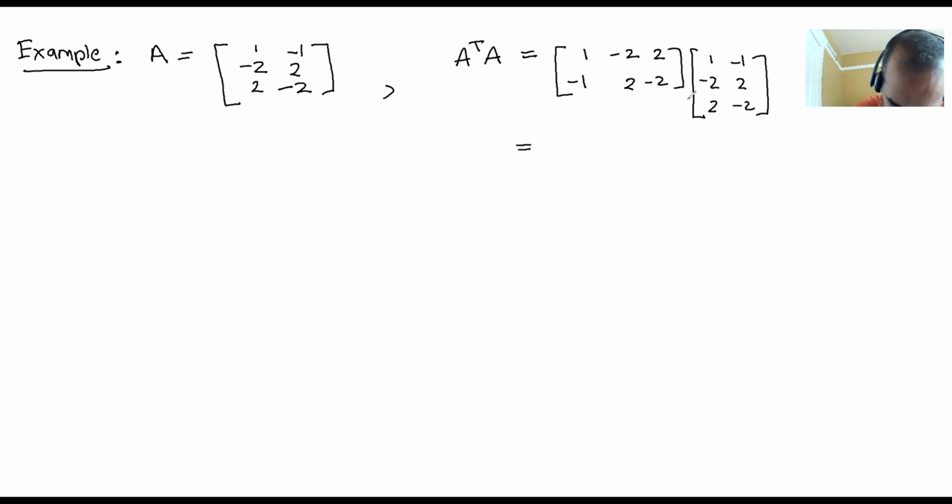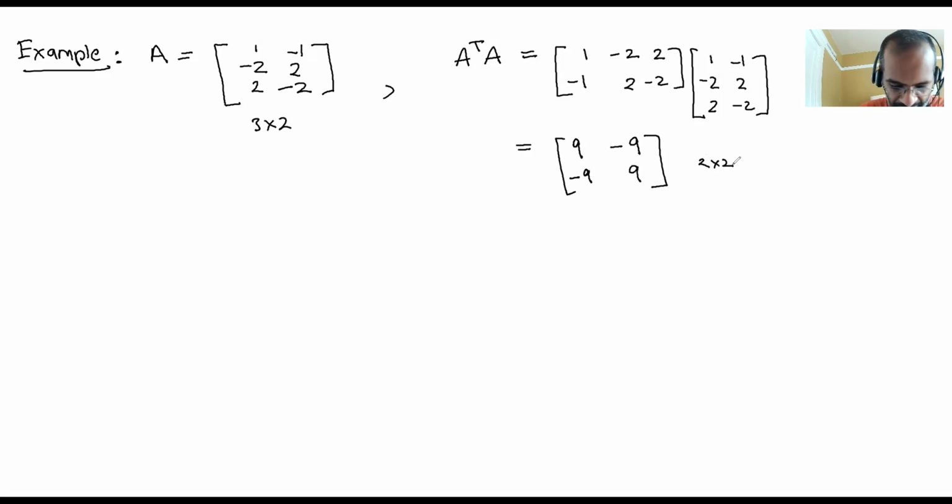And okay, let's start doing this. So I get 9. And then on the off diagonal, I get minus 9. And here I also get minus 9. And here I get 9. So that's a 2 by 2 matrix, right? This is a 3 by 2 matrix, and this is a 2 by 2 matrix.